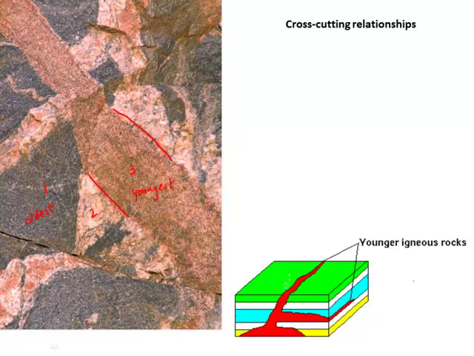Another thing to keep in mind for this lab is the definition of a dike and sill. We define a dike as a tabular intrusive body which cuts across the layering of the country rock, such as shown in this case. Whereas if you see an intrusive body that's generally parallel to the contacts of the country rocks, then we would use the term sill.